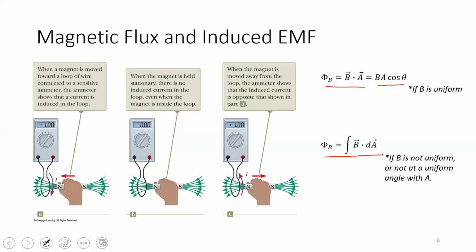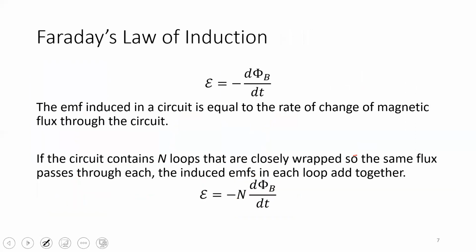So we're going to have to look at every little piece of area and the magnetic field through that piece of area and add up all those things. So that's if our magnetic field is not uniform or not at a uniform angle with our area. We're going to do an integral summation instead of just saying B dot A. So look out for those things, whether we're saying we're uniform or not.